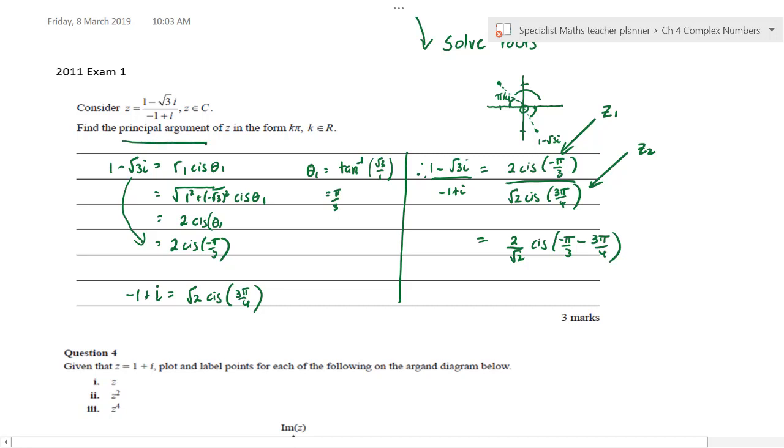Now it's just asking for the principal argument of Z. Okay, so the principal argument of Z is just the angle. But it's the angle that's actually in our range that we've looked at. So that's equal to 2 on root 2 cis of, now let's get it, that's going to be on 12, so that's going to be minus 4 pi on 12 minus 9 pi on 12, which is equal to 2 on root 2 cis of minus 13 pi on 12. Now, what is the answer? Is it minus 13 pi on 12?